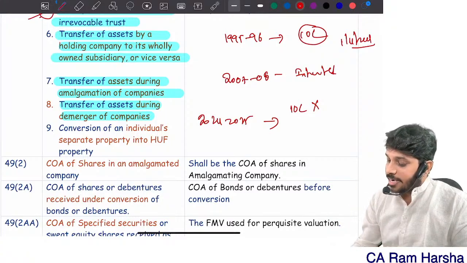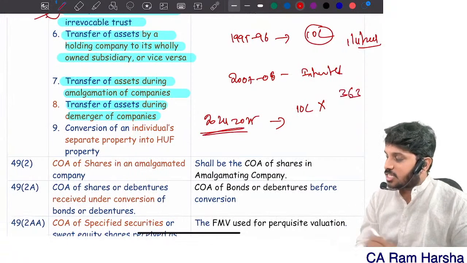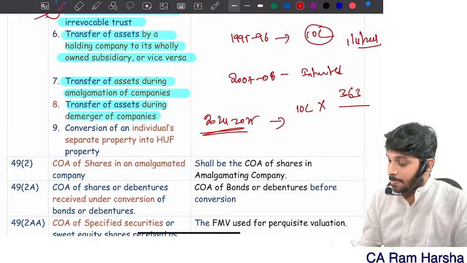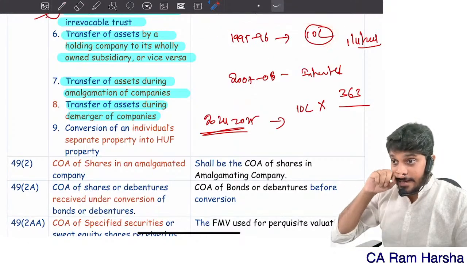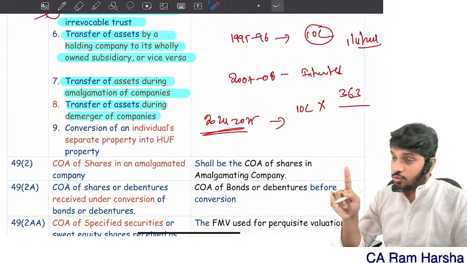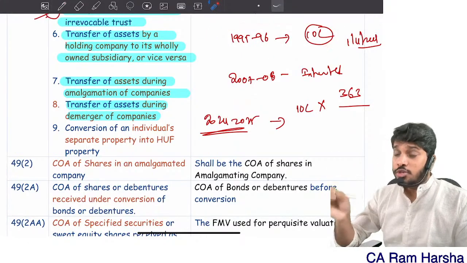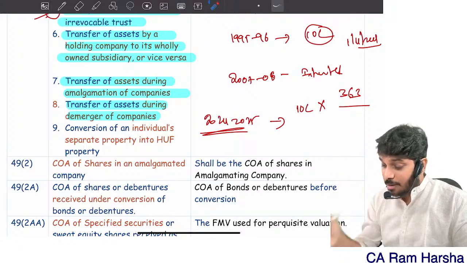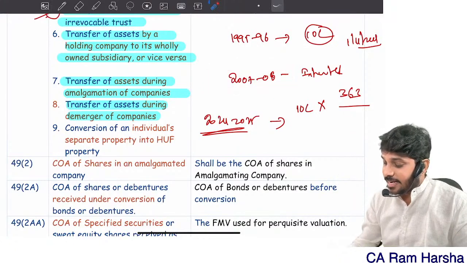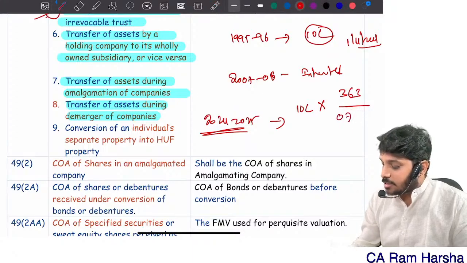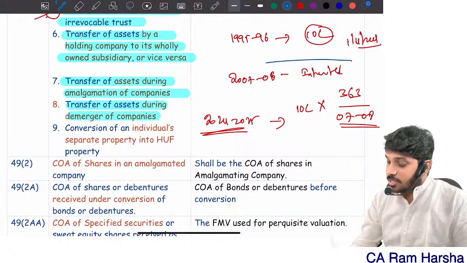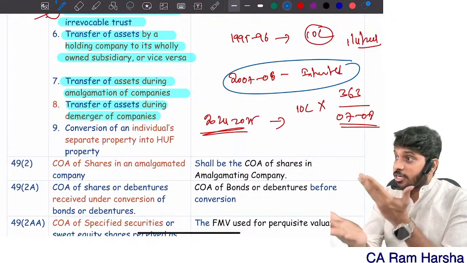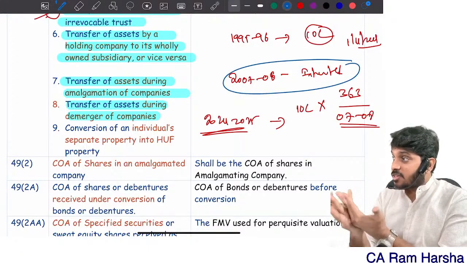In the numerator, the index number for 2024-25 is 360. In the denominator, when the asset is held in 95-96, I told you that when the asset is purchased before 2001, you should take the 2001-02 index number. But remember, you should take the 2001-02 index number. Why? Because this is the year in which you got the ownership of the asset. This is the year in which you first held it.